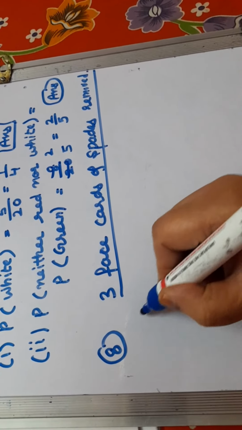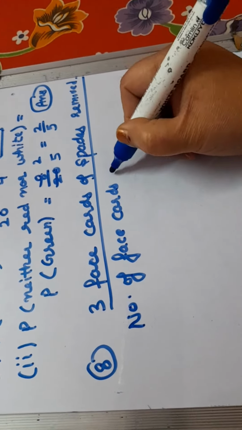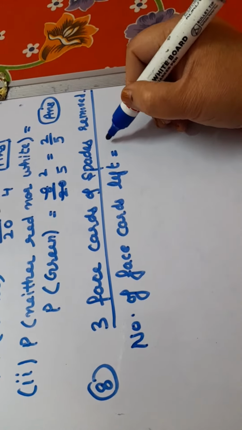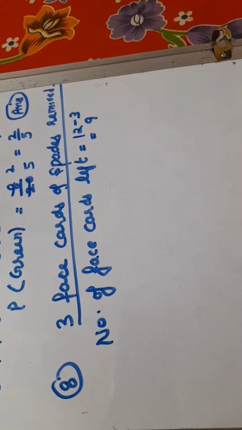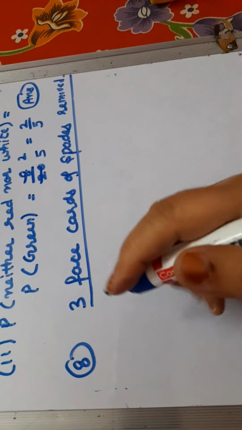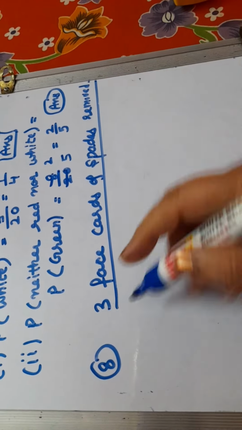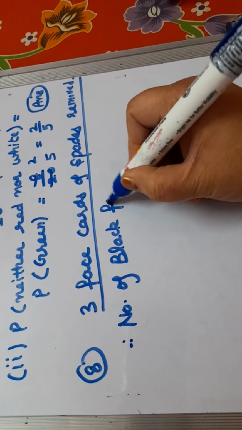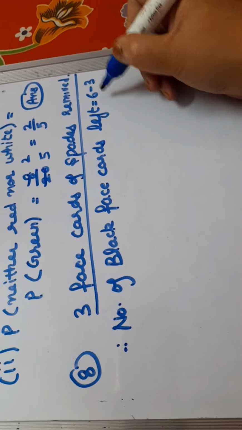It means the number of face cards left. We had total 12 face cards, from which 3 of spades were removed, so the remaining are 9 cards. Now we have to find the probability of a black face card. As 3 face cards of spades are removed, therefore the number of black face cards left is equal to 6 minus 3, 3.